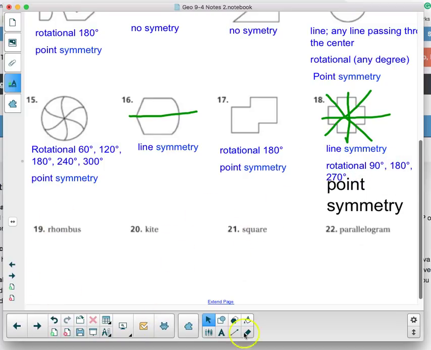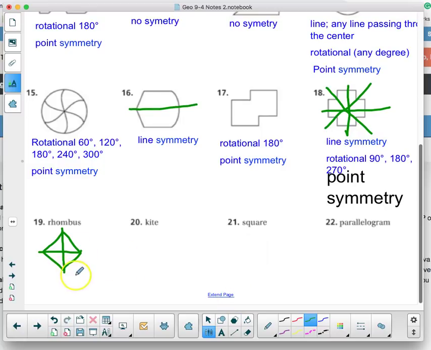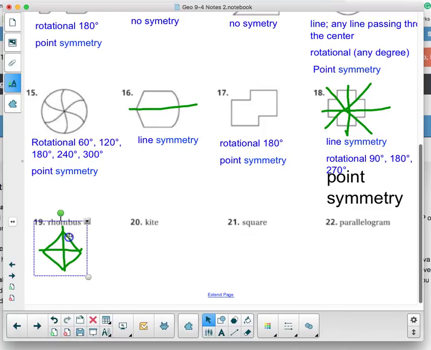And a rhombus. If I have a rhombus, no matter what the rhombus would look like, I would have 180 degree rotational symmetry, and I would have line symmetry.